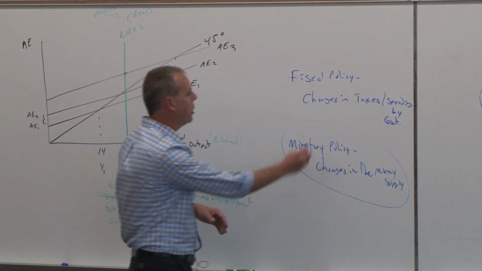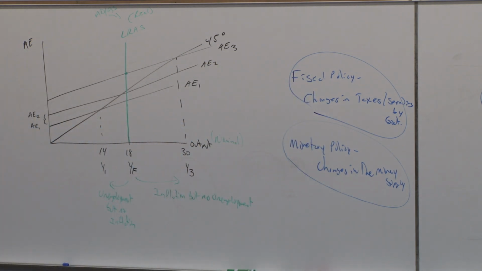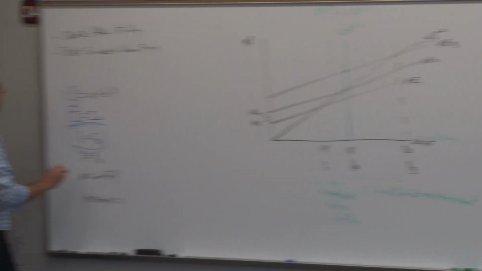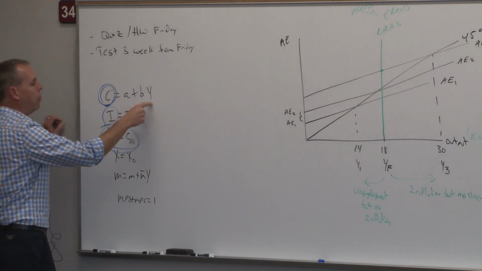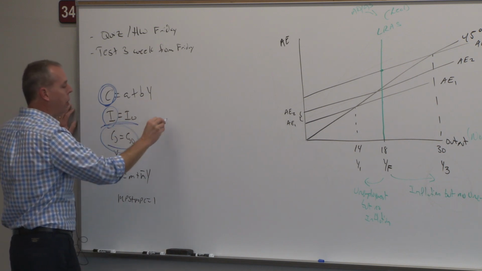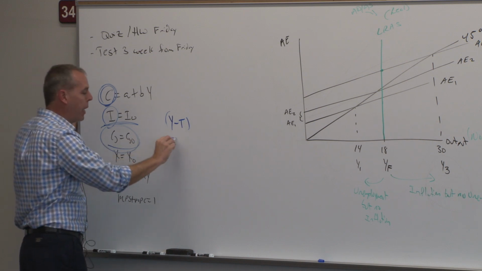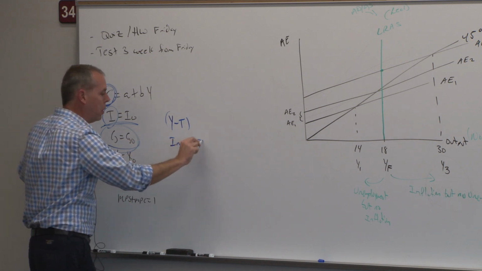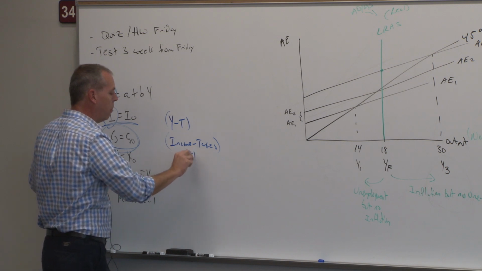Fiscal policy says, let's look at these changes in taxes and spending, right? Because here, you're looking at changes in G, and to a degree, by changing taxes, you can change this guy, because we can make Y here not just income, but income minus taxes. We can make it after-tax income.